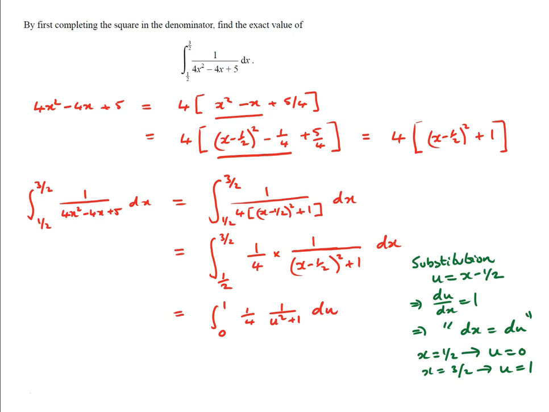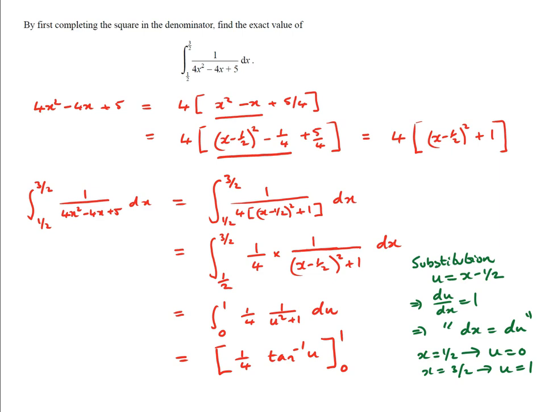And that is now a standard integral. We know that the integral of 1 over u squared plus 1 is tan to the minus 1 of u. So we have a quarter tan to the minus 1 of u, with the upper limit being 1 and the lower limit being 0. So substituting in the upper limit first of all, we've got a quarter tan to the minus 1 of 1, which is a quarter of pi by 4.